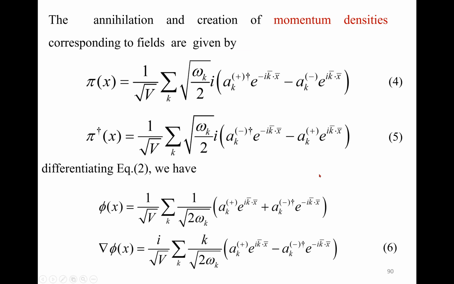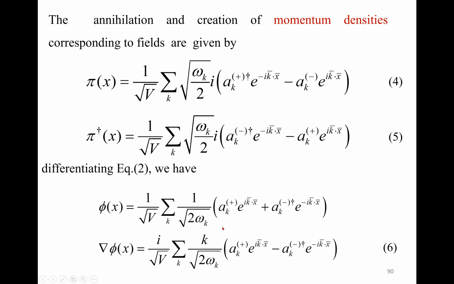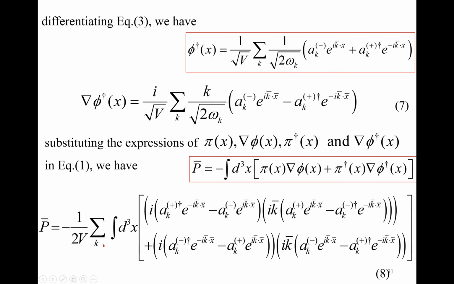So look at the expression: your pi of x is here, your pi of x is here, and del phi of x is here. We are going to multiply these two. When you multiply these two, we will have 1 divided by root v multiplied by 1 divided by root v, which will give me 1 by v. Then root of omega k divided by root 2, multiplied by k divided by root of 2 omega k. This omega k and this omega k will get cancelled. You have 1 by root 2 multiplied by 1 by root 2, which will give me 2. So that can be combined with v, and that will give me 1 by 2v.